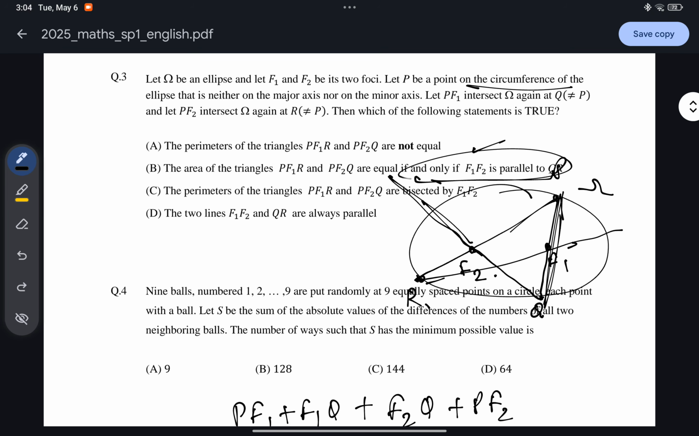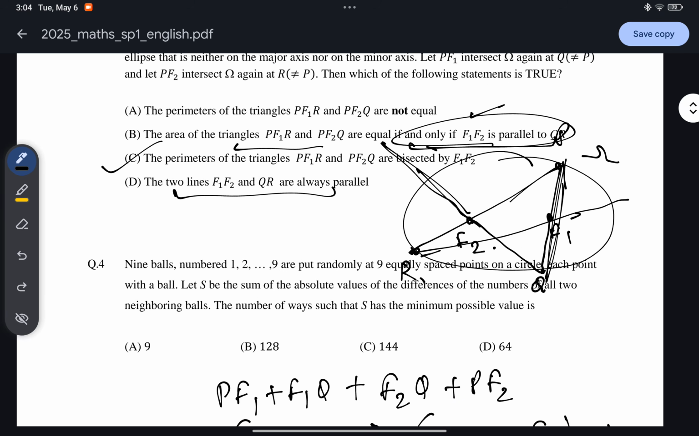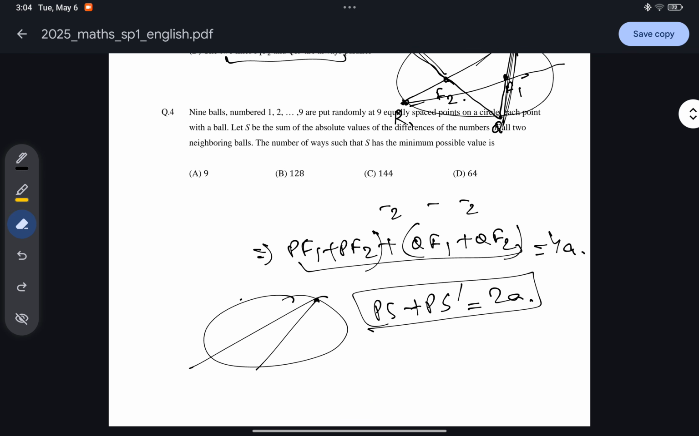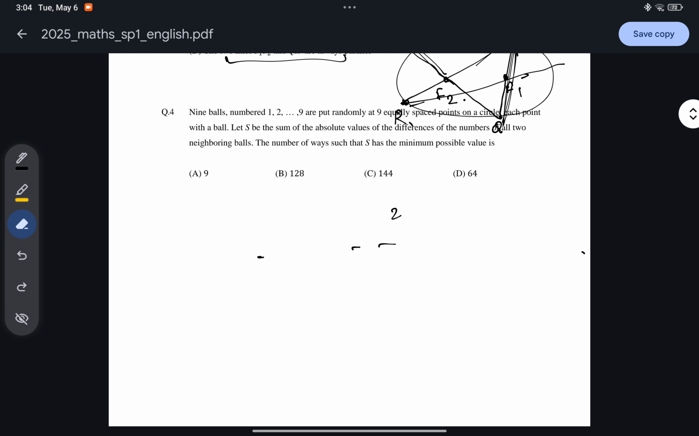There can be a case when the area of the triangles would be equal, and for option D we would have the two lines f1f2 and qr are always parallel. That is absolutely wrong. So C is actually correct, because yes, they are bisected by f1f2. You can check out the fourth one. I just don't like PNC much, so I'm not going to go so deep into that.